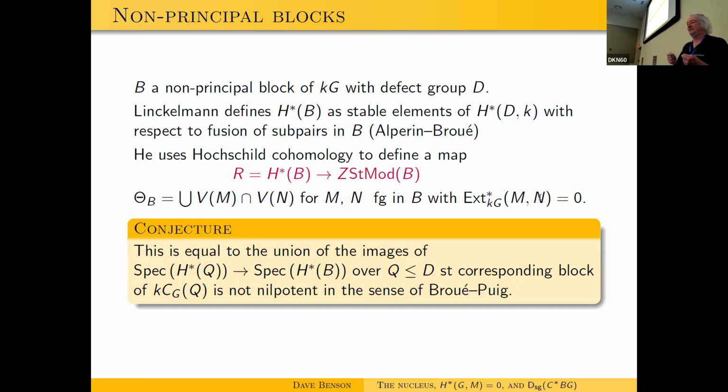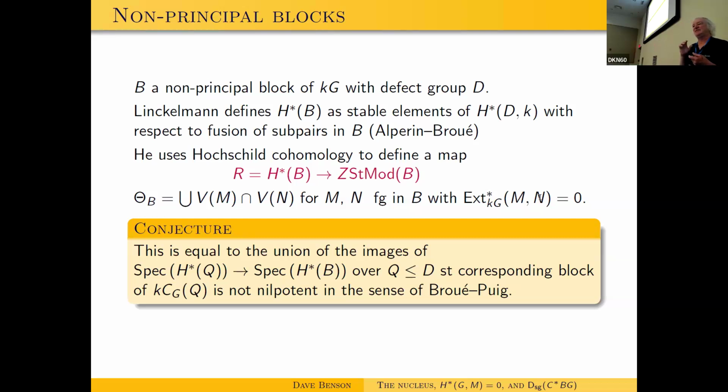However, if you've got a module in some block, then its support is always contained in the image of the defect group, in the image of the spec of the cohomology of the defect group in the spec of the cohomology of the group. And actually what we want to do is use the cohomology of the defect group as our ring. Or not quite, we actually want to use the so-called stable elements.